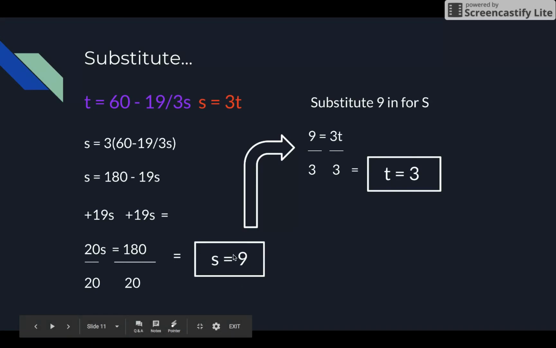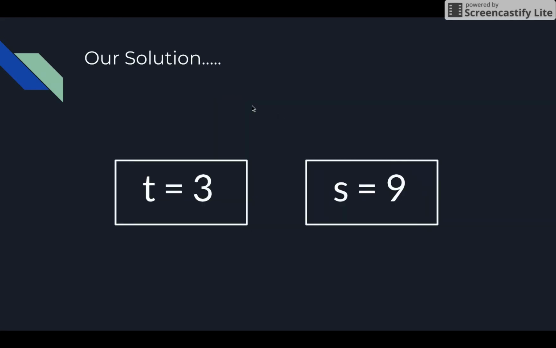So we figured out the value of s. Now to find out the value of t, we can plug in 9 for s in this equation. Now we have that 9 equals 3t. To isolate t, we can divide by 3 on each side, leaving us with t equals 3. So for our solution, we have that t is equal to 3 and s is equal to 9. So there we go.